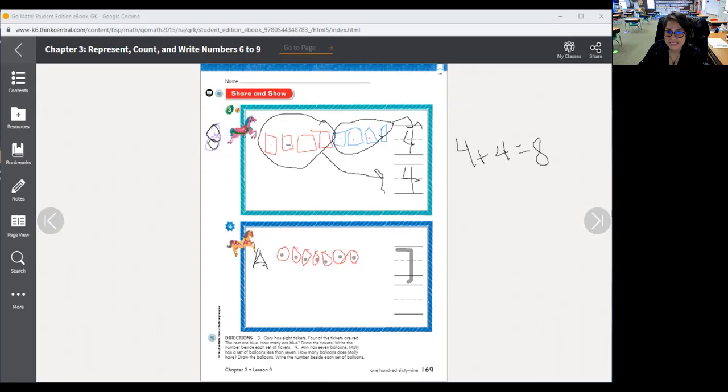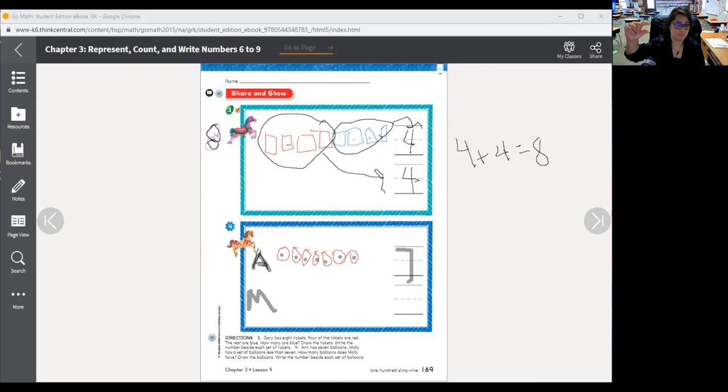Now Molly has a set of balloons, but they're less than 7. Less than 7. So that means for Molly, we're going to do an M for Molly. There's Anne's right here, her set. But Molly has less than. So we have to do less than. Less than is smaller, right?